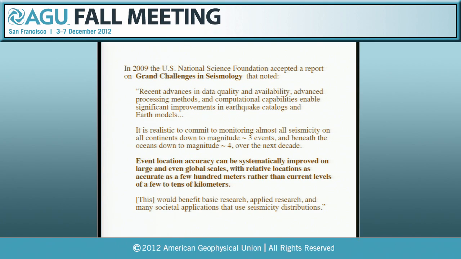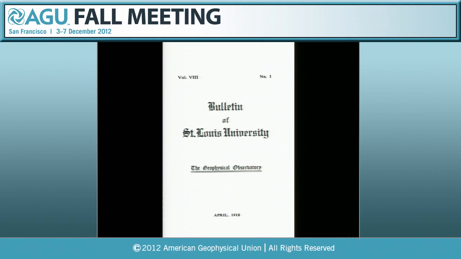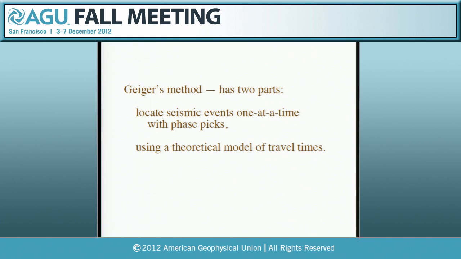namely that the way we locate earthquakes, as published in global bulletins at least, for the most part, although almost everything else has changed in geophysics, is based upon an algorithm that goes back a little more than 100 years. Here is the key publication, indeed 100 years ago in English, Geiger's method. Locate seismic events one at a time with phase picks using somebody's model of travel times. And that's, amazingly, in 2012, what we still pretty much do.